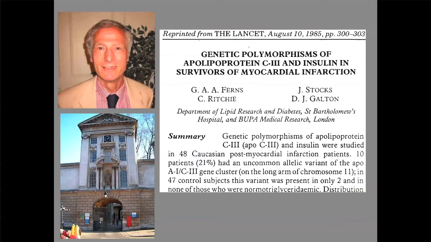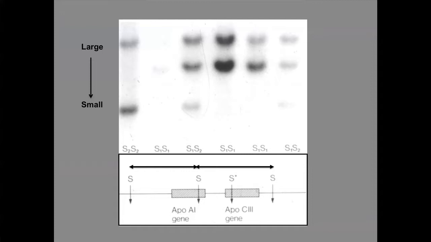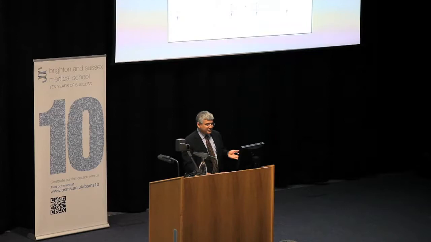I worked with my dear colleague, David Galton, in his lab at Barts, looking at a particular gene called the apoprotein C3A1 gene. You can see a diagram of it here. As it happens, these two genes are very close to each other on chromosome 11. The analysis involves cutting this gene into tiny pieces using very specific molecular scissors called restriction enzymes. In the majority of people, you would end up with a fragment that long and a fragment that long, and you can separate them out on a gel, and this is what you get: two pretty large fragments.